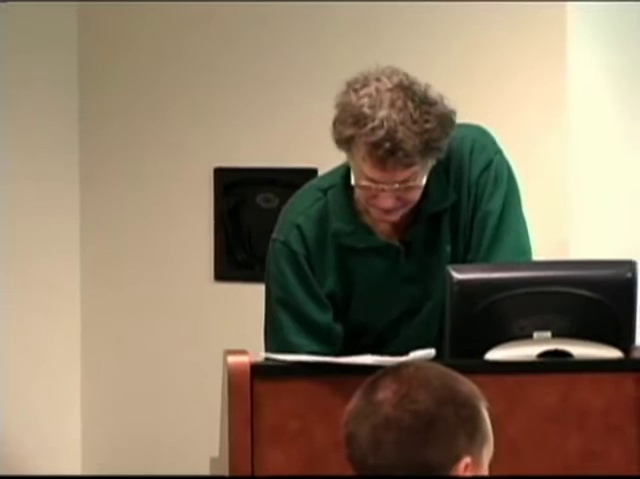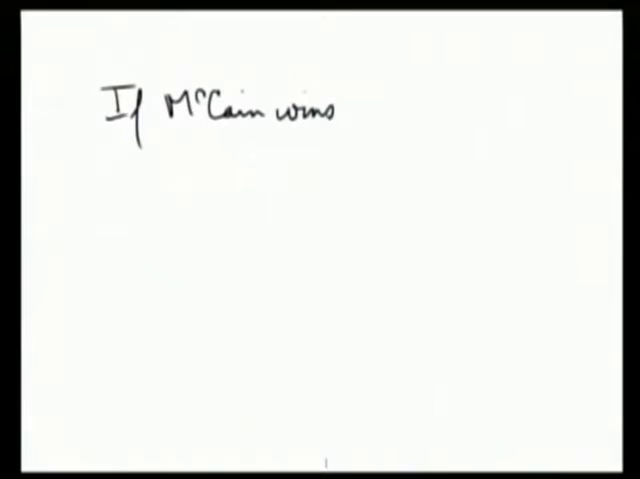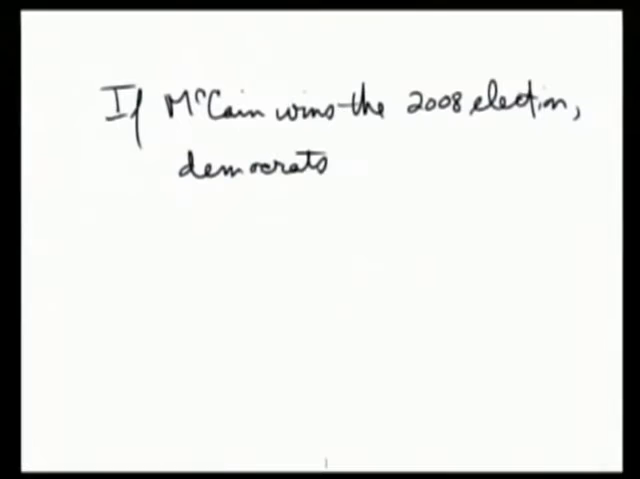All right, I'm going to offer you an example here. This is example number one. If McCain wins, this is not a counterfactual conditional. If McCain wins the 2008 election, Democrats are disappointed. Now, we can make a pretty obvious truth table out of that. Let's use M for McCain wins the election, and D for Democrats are disappointed.